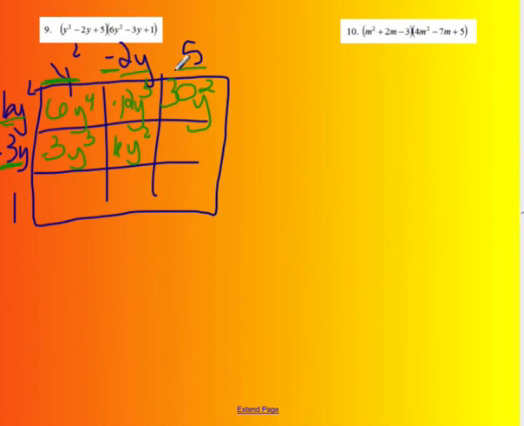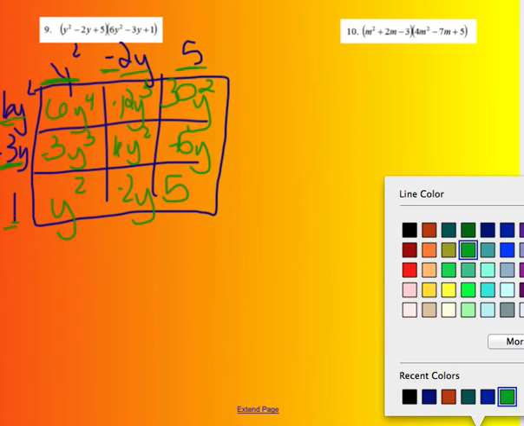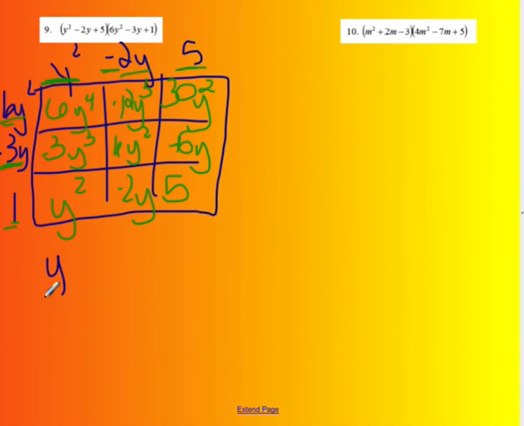Negative 3 times 5 is negative 15, and then y. Okay, then here we have 1 times y squared is y squared. 1 times a negative 2 is negative 2. 1 times 5 is 5. So all I did was multiply into the box, okay, using the rules of monomials that we've had before. So now let's go ahead and write out all of our terms.